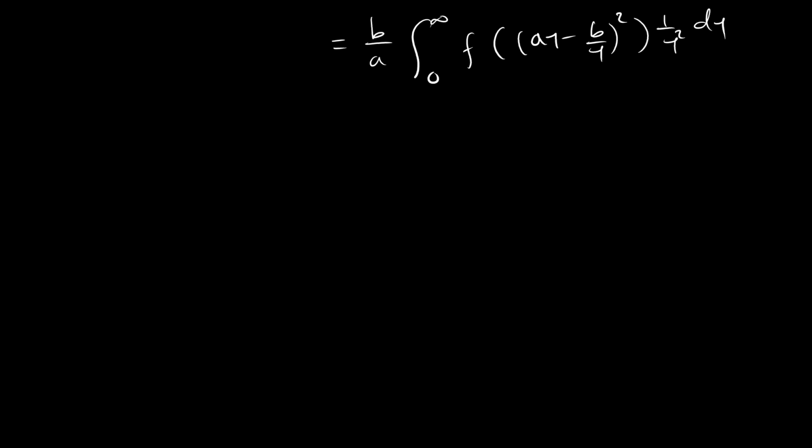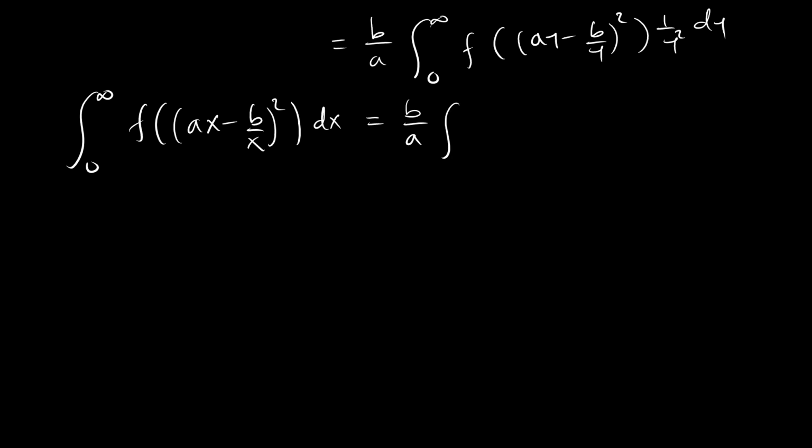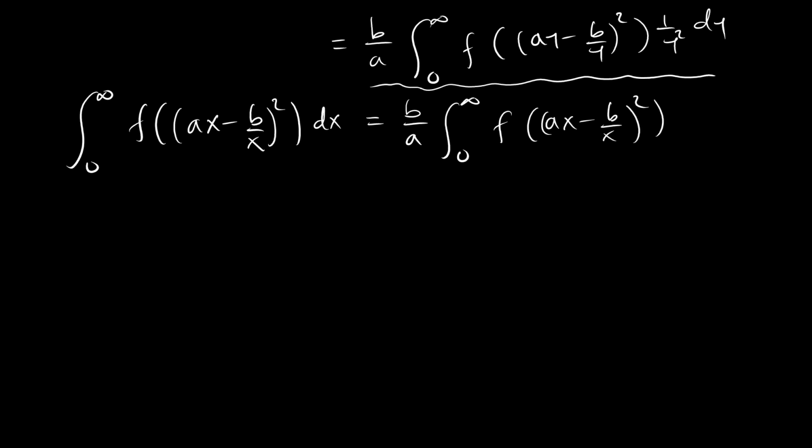So what this tells us is that the integral from 0 to infinity of f of (ax − b/x) squared dx is the same as b over a times the integral from 0 to infinity of f of (ax − b/x) squared, times 1 over x squared dx. So we're using this integral here now.